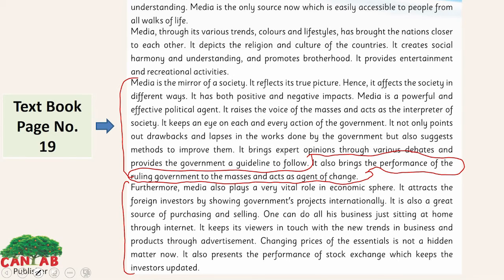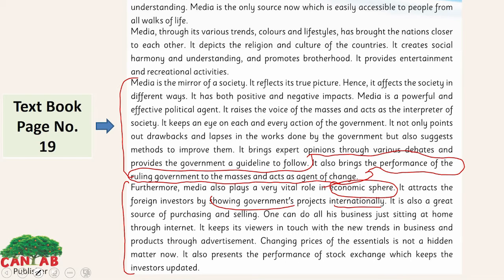Now look at this paragraph here. Furthermore, media also plays a very vital role in the economic sphere. It attracts the foreign investors, showing government's projects internationally. Here the economic sphere, मुआशरी दायरा जो है हमारा, मुआशरती दायरे को कहते हैं economic sphere.